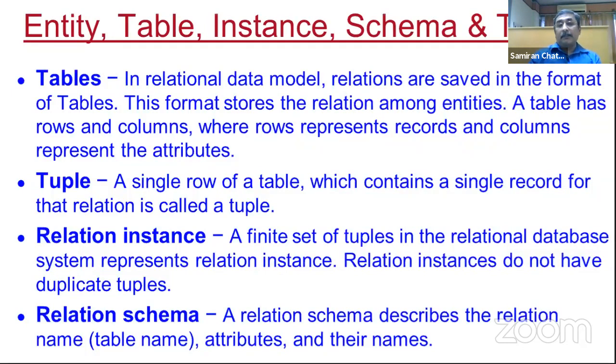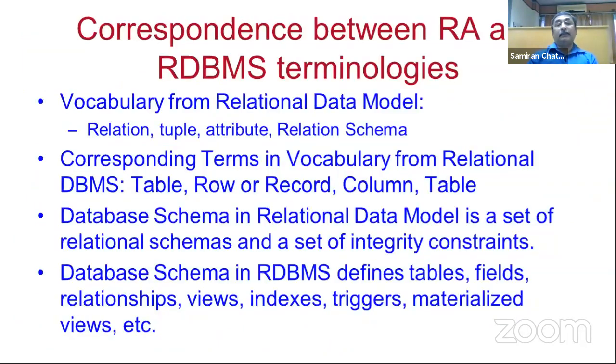Now, what is a relation schema? A relation schema describes the relation name. Basically, it's a table name, attributes, and the names of the attributes. So that's what they are. Now, why the confusion? The confusion is because of the following reasons.